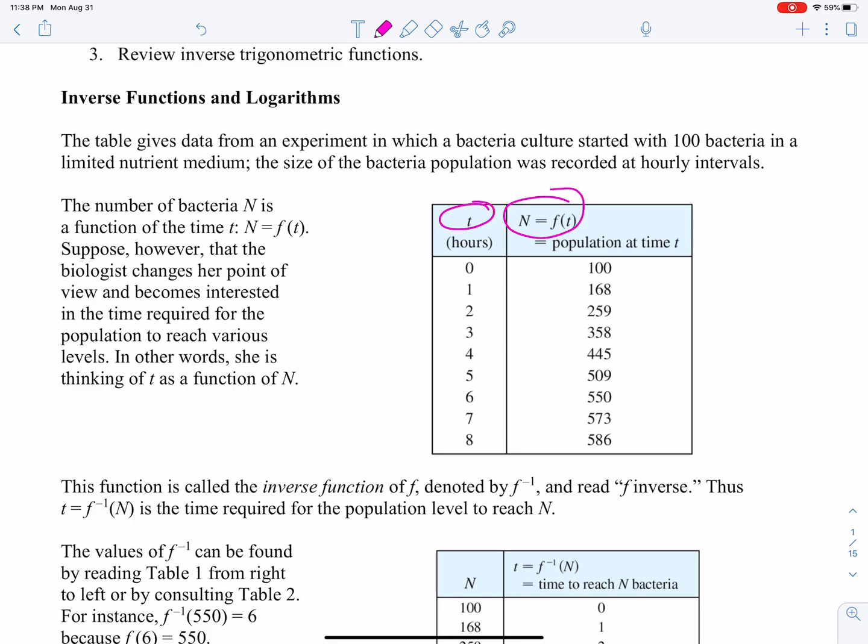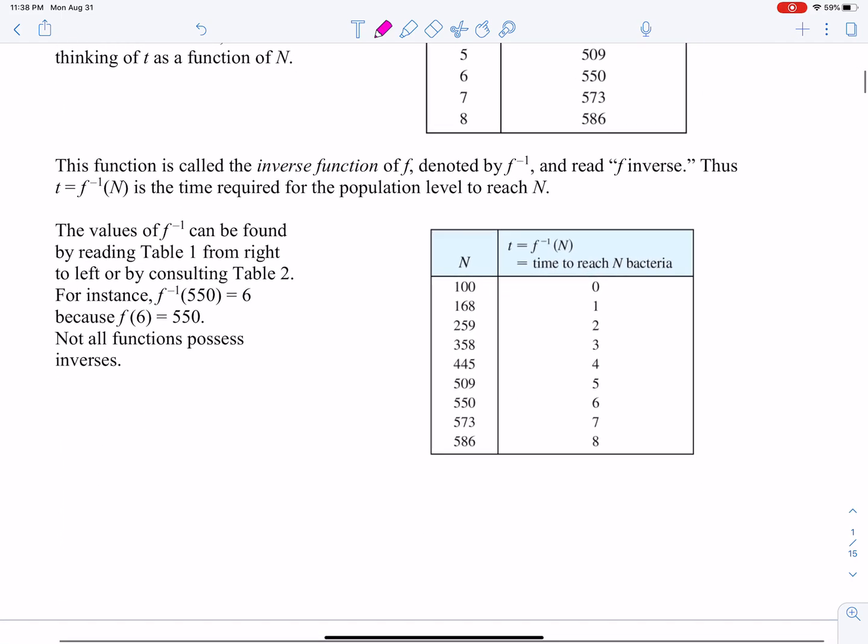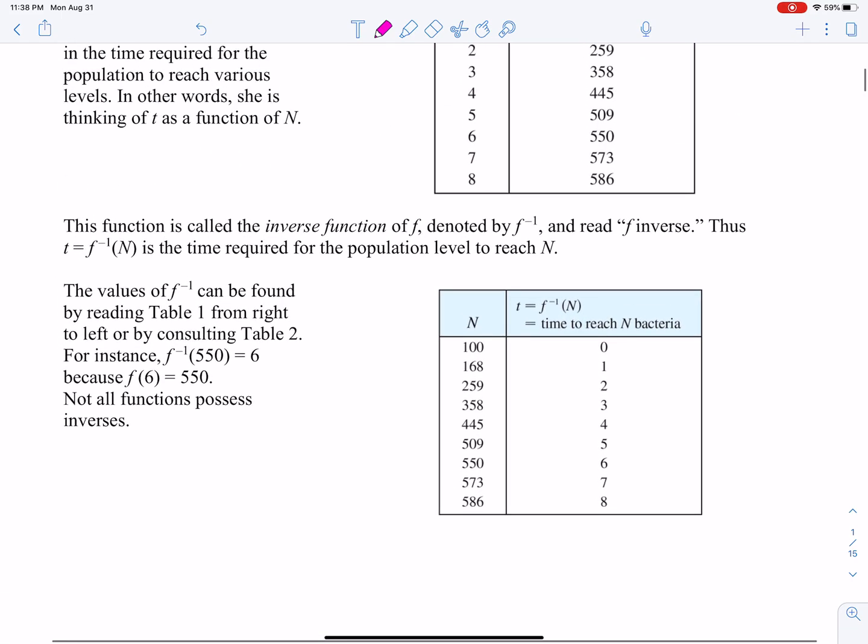Suppose, however, that the biologist changes her point of view and becomes interested in the time required for the population to reach various levels. In other words, she is thinking of T as a function of N. So given the output, what is the input? Right? That's what we're used to thinking of as far as inverse functions go.